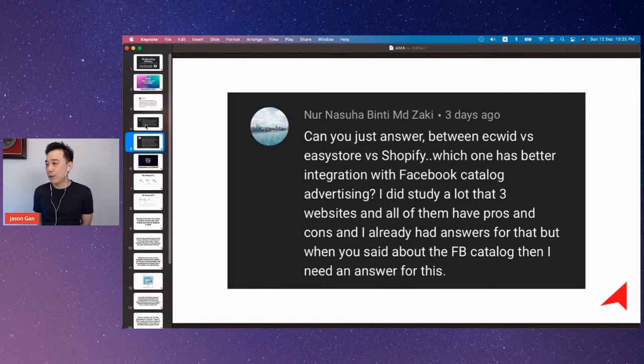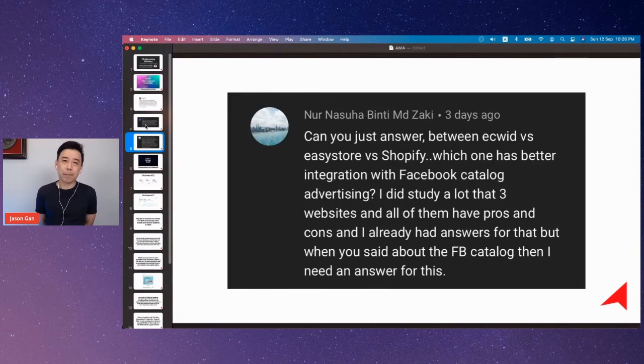But for that, when you said about the FB catalog, when I need an answer for this, okay, put it this way, all right? I don't think you need somebody else to answer this, because first thing first, it's very difficult to find someone who is an expert in all these 3 platforms that you're talking about. Like, let's say you have Ecwid. Ecwid is very, very niche. I don't think it's very famous in our part of the world. Easystore is, yes, a lower entry, but Shopify is another ball game over there.